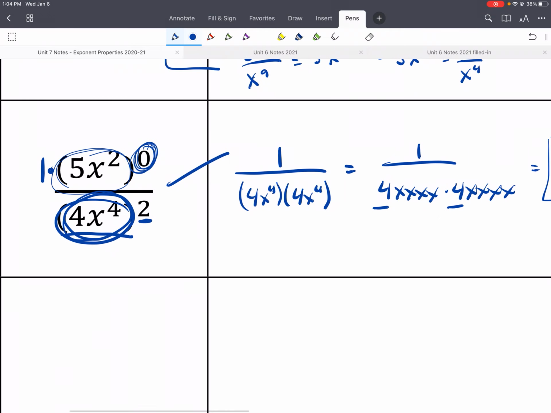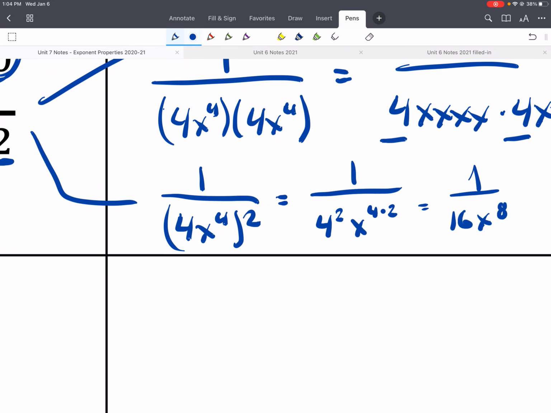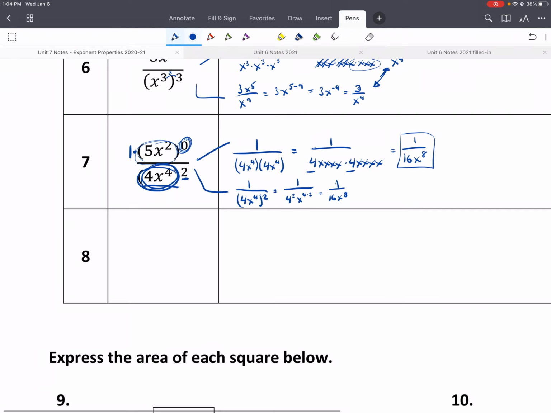Again, if you wanted to do the other way, going from here, we had 1 on the top, and then 4x to the 4th squared. Okay, again, that means that the 4 on the bottom will be 4 squared, and the x to the 4th squared would give us x to the 4 times 2. That gives us 1 over 16x to the 8th. So the same thing we got before.